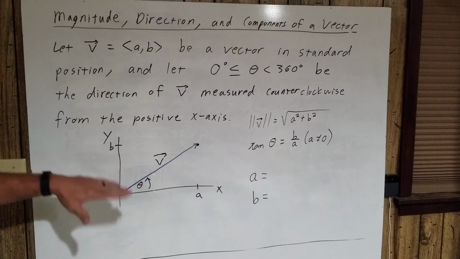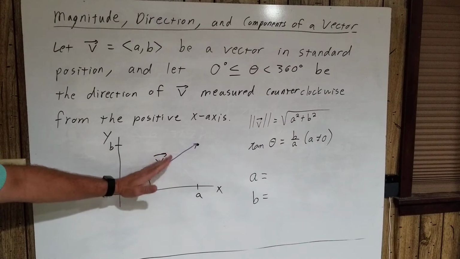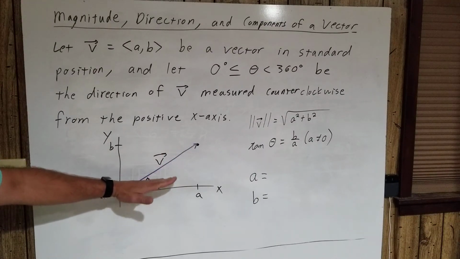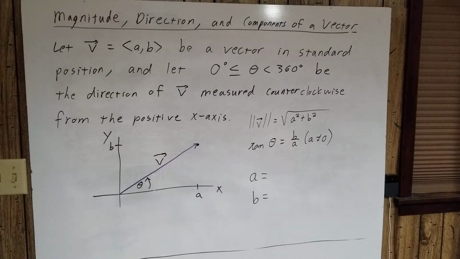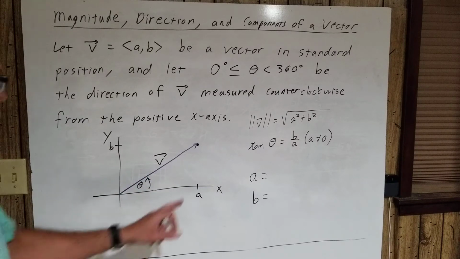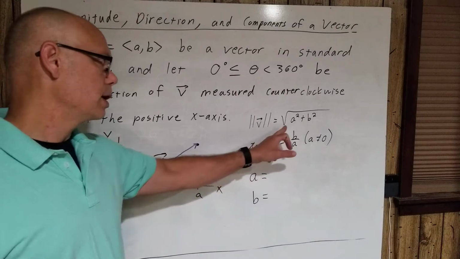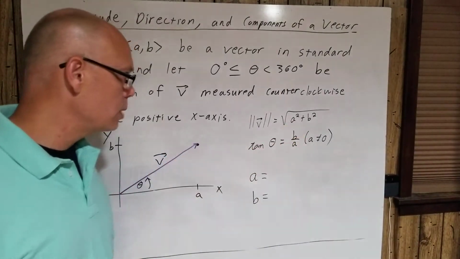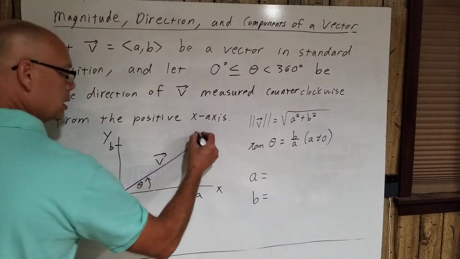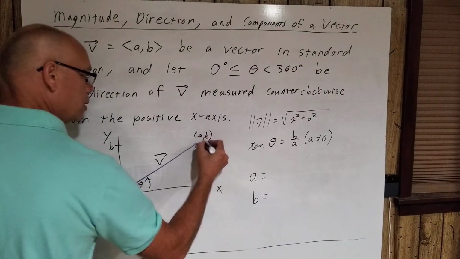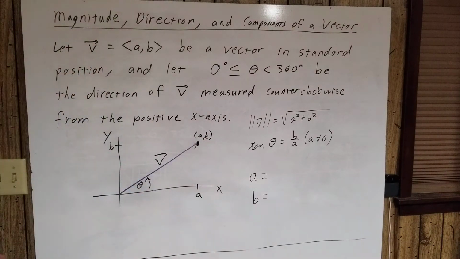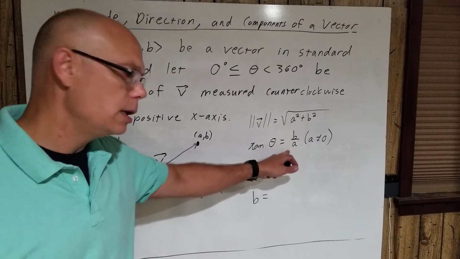Theta is the angle, and it is measured going counterclockwise like we normally do, okay? Then it talks about the magnitude of this vector v, like we said. It's the square root of a squared plus b squared. And this would be the point a comma b right here, this terminal point. Then it talks about the tangent of theta being equal to b over a.